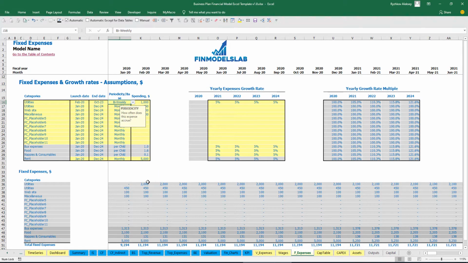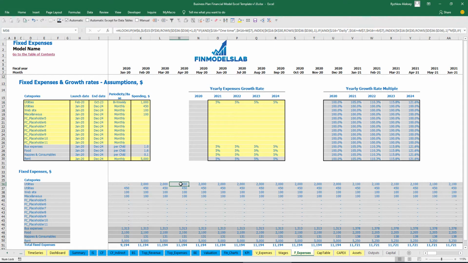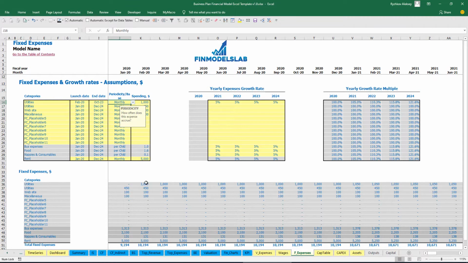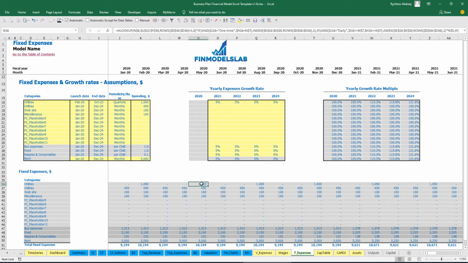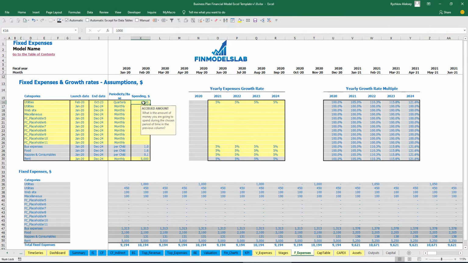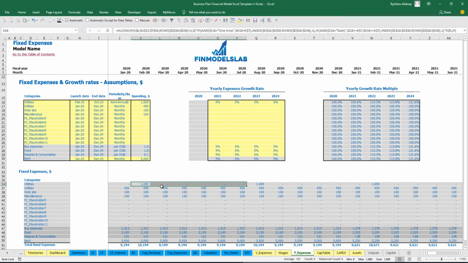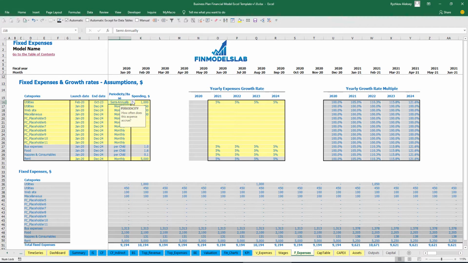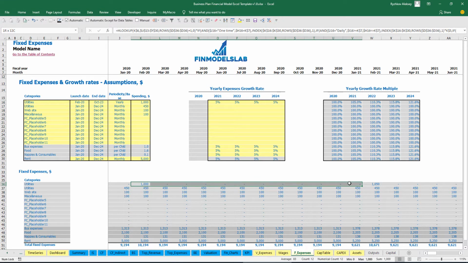If you select bi-weekly, you will have 2 payments per month, 2000. If you select monthly, it will be 1000. In quarterly, you will have 1000 each quarter, starting from February. If you select semi-annually, you will have 1000 each half a year. And the last option is yearly, you will have 1000 once per year.